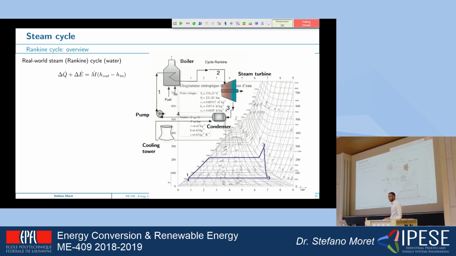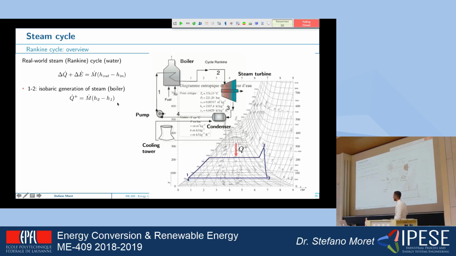How does it work? On a TS diagram, it looks like this. Remember this equation, always the same equation coming from the first principle. There are 4 phases. First of all, the fluid here is water. We take the water from point 1 to point 2, and we first heat it, then we boil it, and then we superheat it. And this is what happens inside the boiler.